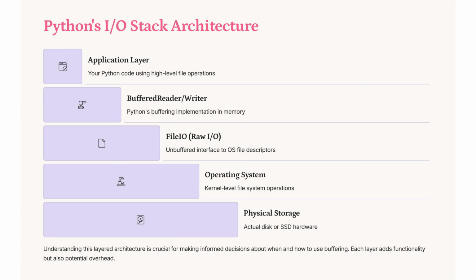Python's I/O stack consists of multiple layers: the application layer for high-level file operations, buffered reader and writer for in-memory buffering, file I/O for unbuffered operating system file descriptor access, and the operating system for kernel-level operations. Each layer enhances functionality but introduces potential overhead, crucial for optimizing buffering strategies.